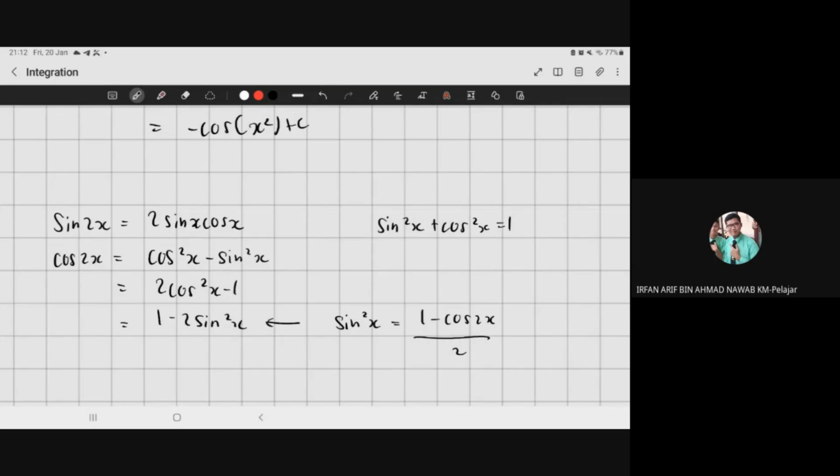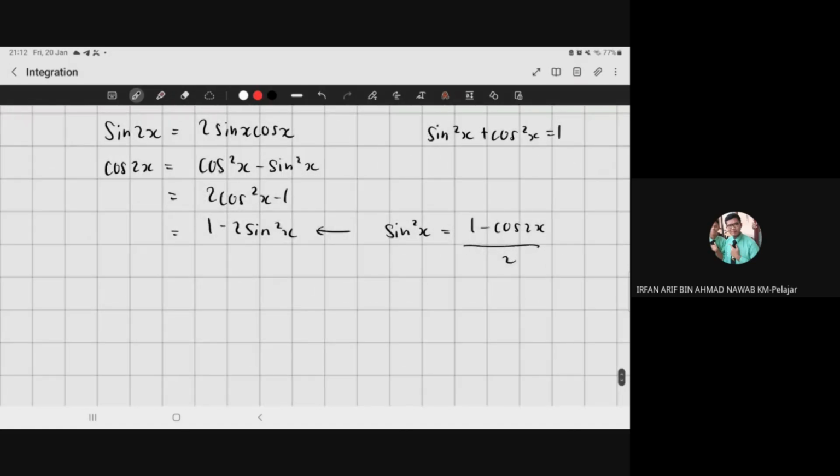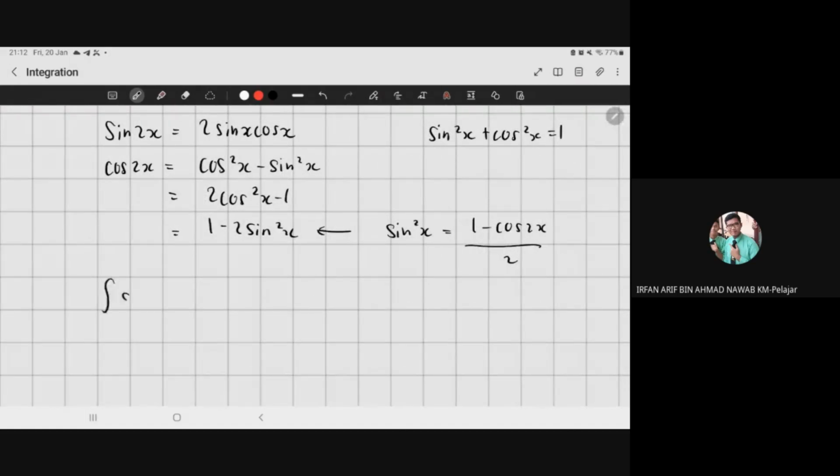Okay, either way, it depends on the integral that you are dealing with. Okay, let us go for the first example. We integrate sine square x dx, and we know that there isn't a rule or a method to integrate a trick with the power of 2. So what you can do is derive this expression to another form, which is equivalent.